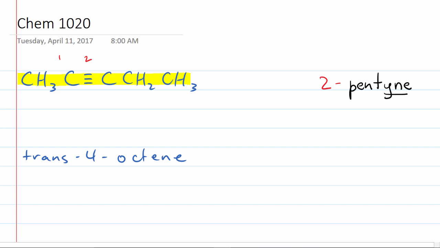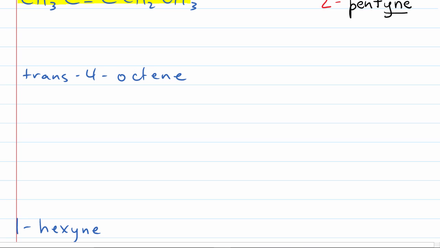This is 1, 2. We count it in reverse. This would be 1, 2, 3. So it looks like we're going from left to right. And it's slot number 2. This would be 2-pentyne. Any questions on this one? Okay, then the last one.